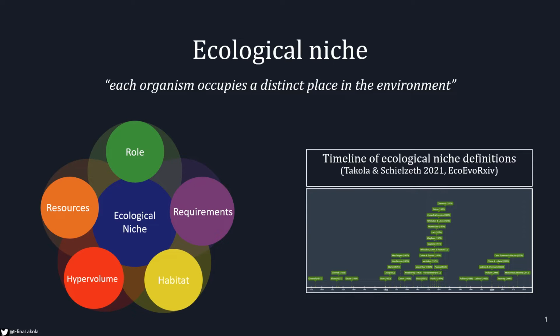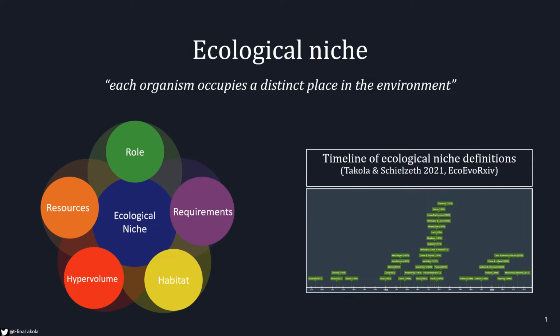The ecological niche is one of the most fundamental concepts in ecology. It is based on the very old idea that each organism occupies a distinct place in the environment. However, the study of ecological niche in practice has proven to be complicated. How do we identify a species' place? Is it the species' habitat? Is it its functional role in the community? Or is it some mathematical construct like a multidimensional hypervolume?